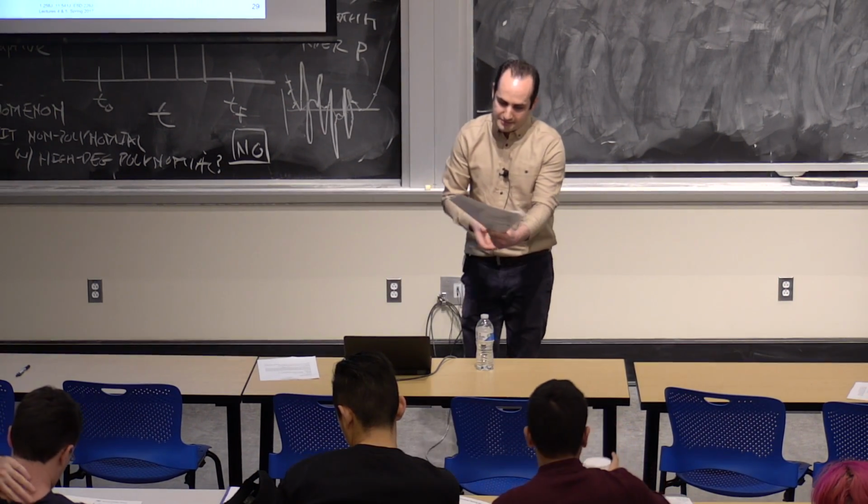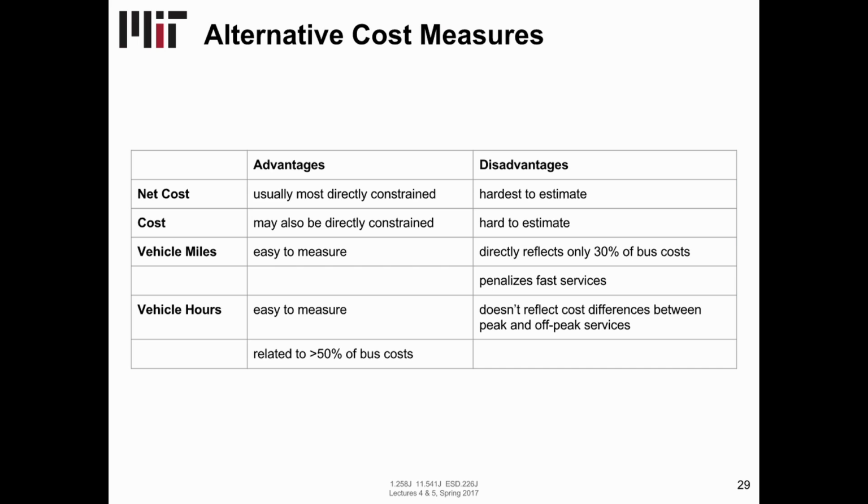So then on the cost side, the measures that are dealing with cost, the net cost is the cost of resources that are used to generate the service minus the revenue. And it's usually most directly constrained, because that's exactly the amount of money that you need to secure for the service. The budget goes directly to the net cost. However, that's the advantage. The disadvantage is that it's hardest to estimate.